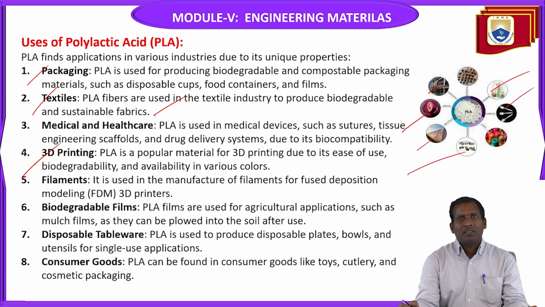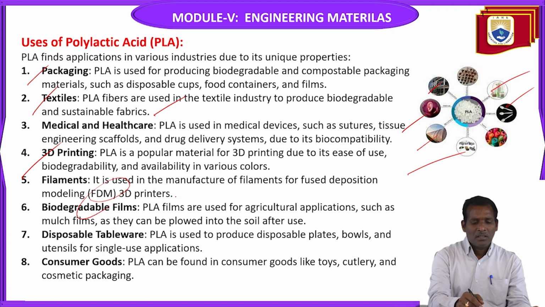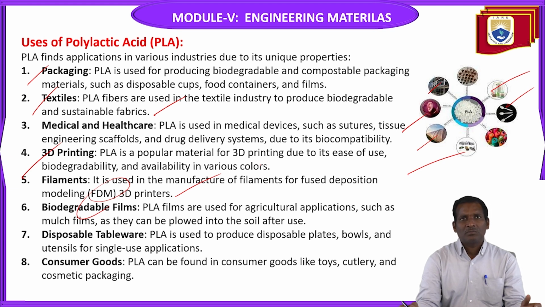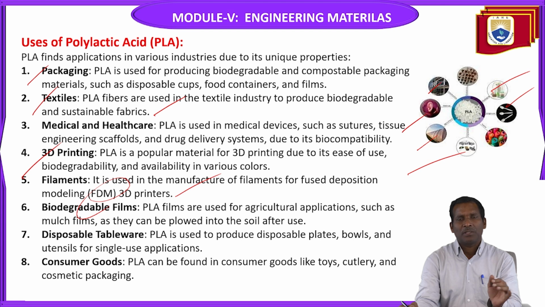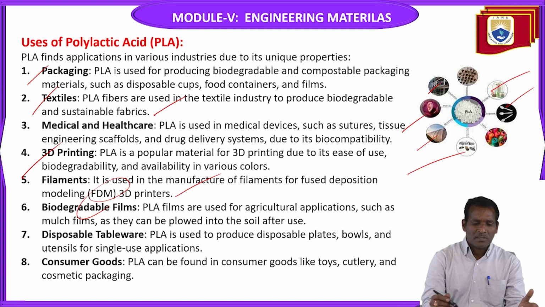So filaments: it is used in the manufacture of filaments for fused deposition modeling. This is the FDM process, fused deposition modeling. So these filaments are useful for 3D printers. Biodegradable films: PLA films are used for agricultural applications such as mulch films, as they can be plowed into soil after use.